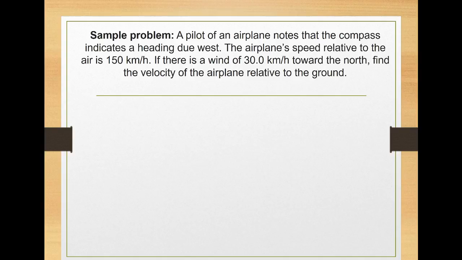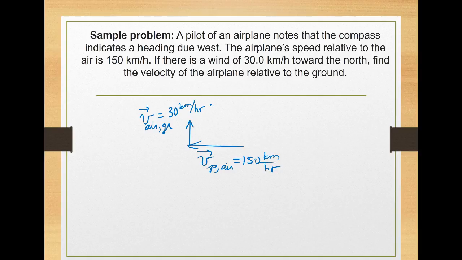And so we're going to do one more example problem. The pilot of an airplane notes that the compass indicates a heading due west, and the speed of the plane relative to the air is measured to be 150 kilometers per hour. This is like a top view. We're also told there's a wind, which is the speed of the air with respect to the ground, of 30 kilometers per hour to the north. We want to find the velocity of the plane relative to the ground.